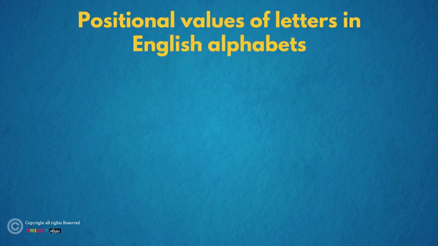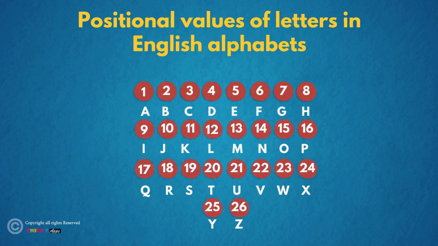Positional values of letters in English alphabets. Here, the numbering starts from left end and it is called forward numbering. So, positional value of A is 1, B is 2, C is 3, D is 4, E is 5 and so on, up to Z is 26. To solve the problems on it, we have to remember these positional values of alphabets.